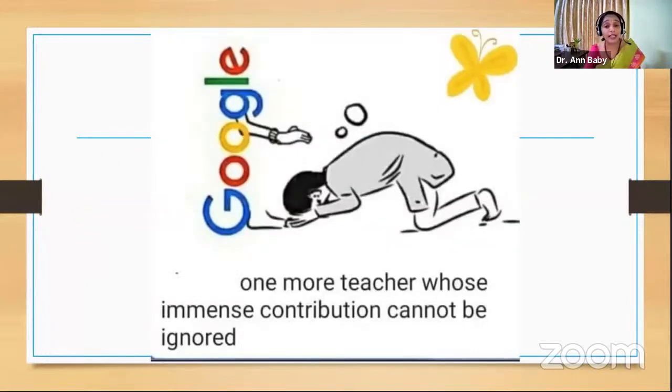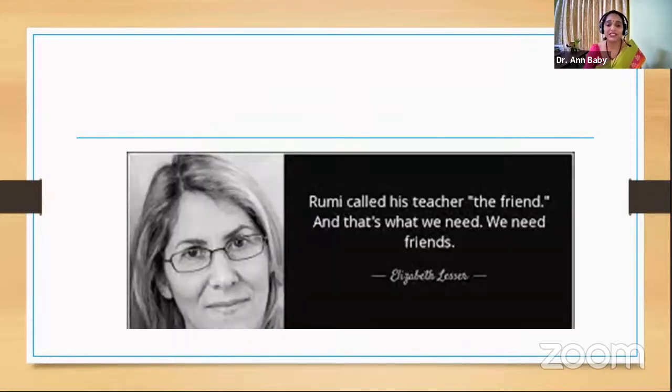Now, even though we say all this, for our students, Google is their epitome of knowledge, or one more teacher whose immense contribution cannot be ignored. That is why Elizabeth Lesser has given a quote that all of you know: Rumi called his teacher the friend. The path to good teaching is that we should be viewing our students as traveling companions. You can imagine that you and your students together are going on a journey for knowledge.